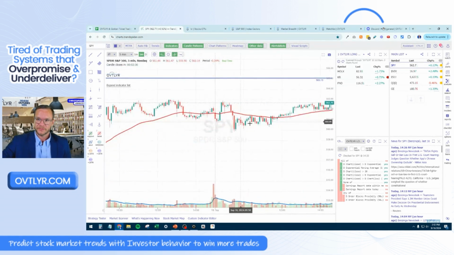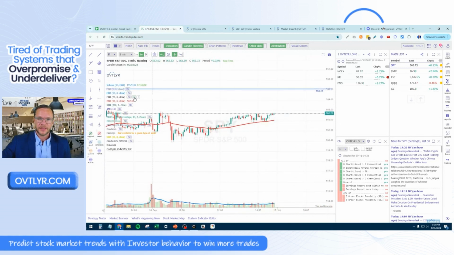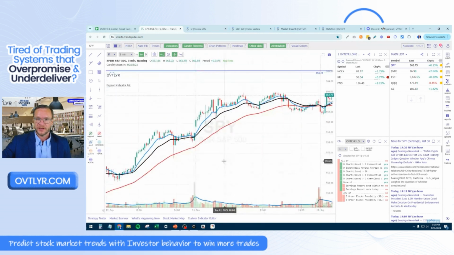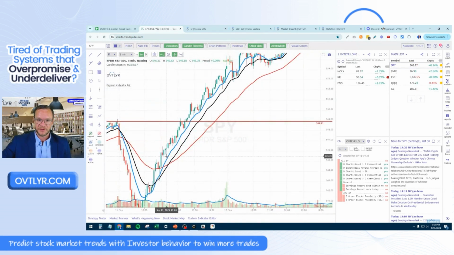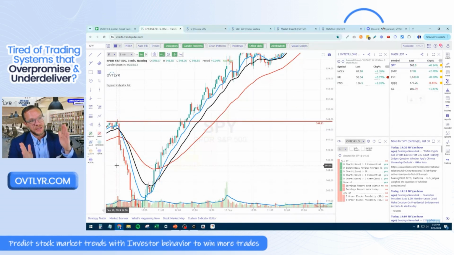Same thing there. So the way that these work together is you stack the 10, the 20, and the 50. When all three are stacked higher, right? When all three are moving on top of each other, that is a bullish trend. And in a strong bullish trend, you'll see a widening of those moving averages, okay?